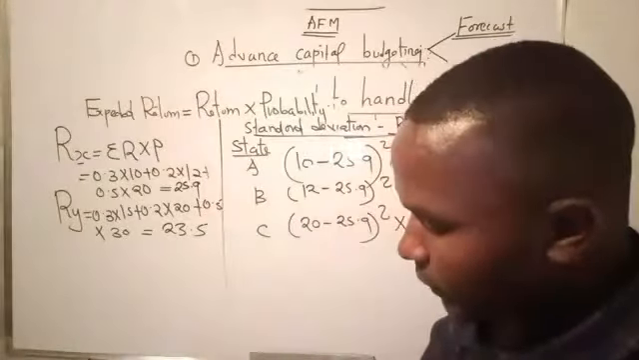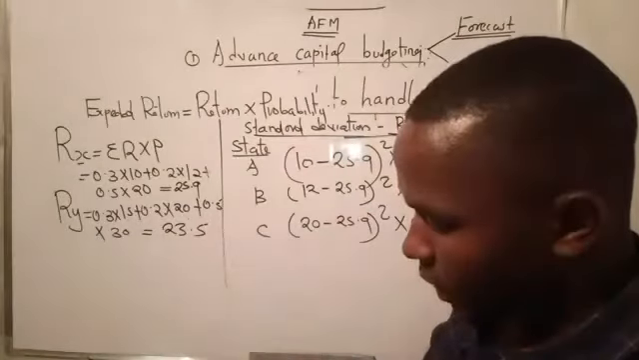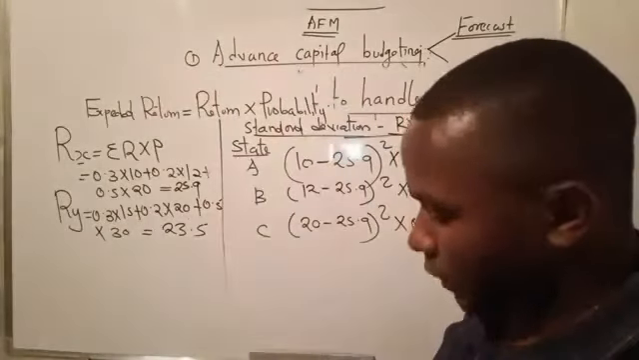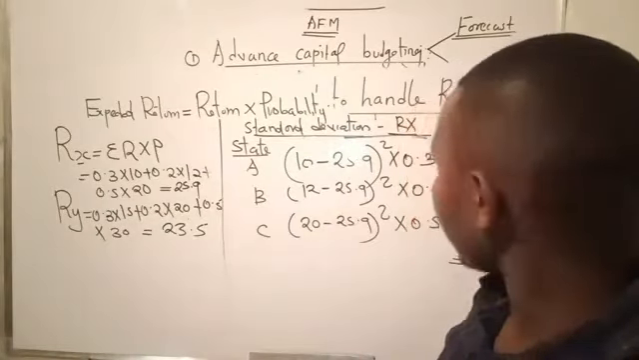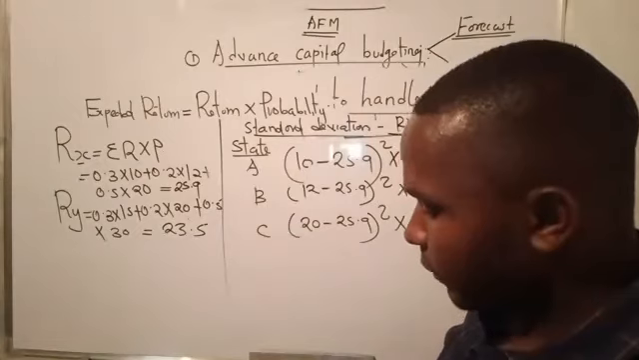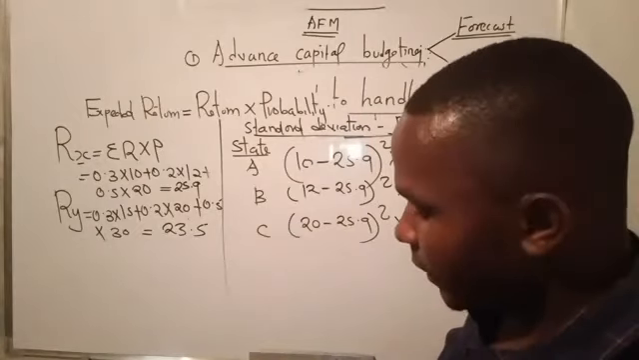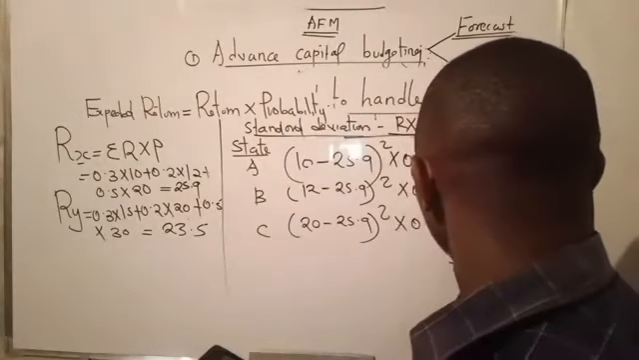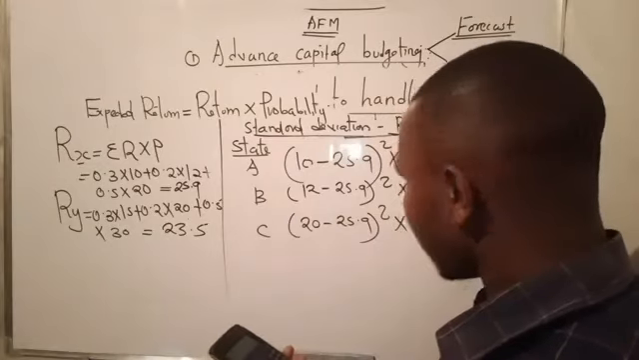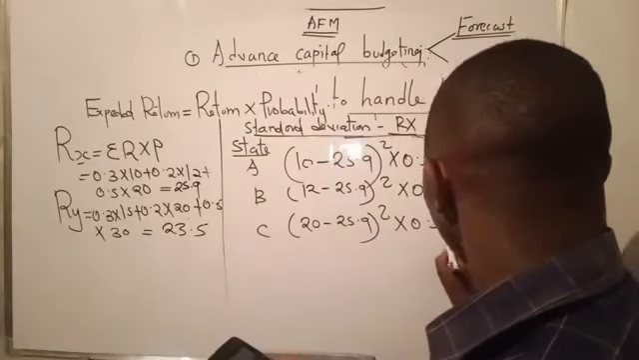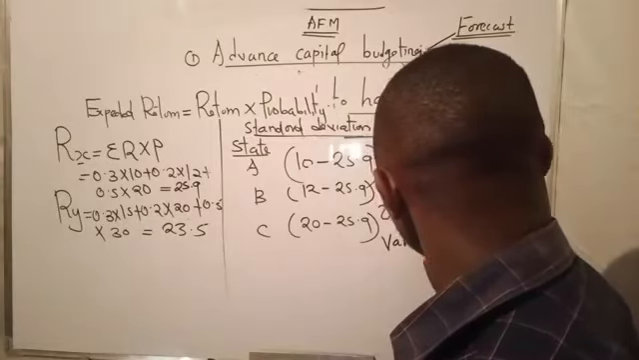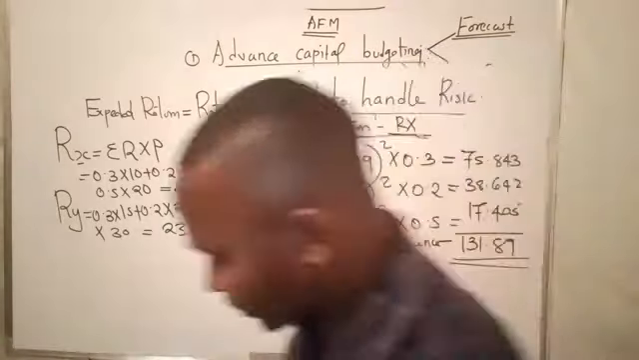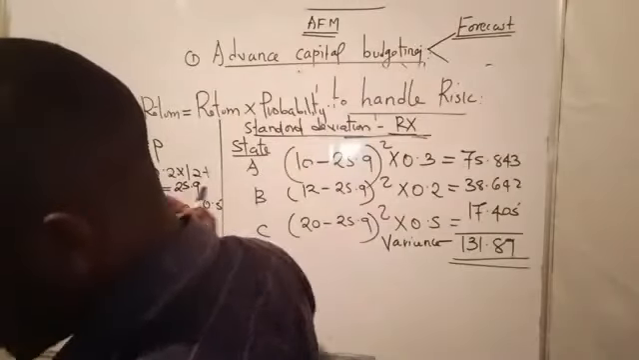That is 75.843 plus 38.642 plus 17.405, total is 131.89. This is variance.